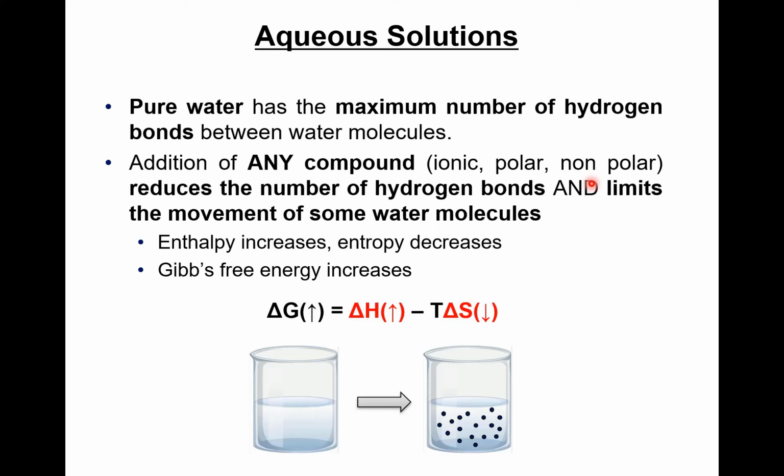I hope you see that no matter what you add to that water, whether it's polar, ionic, or non-polar, it doesn't really matter, you are adding something that will not have the same ability to form as many hydrogen bonds as you had before with pure water. Some compounds, like polar and ionic compounds, can replace some of these bonds, but they'll never give the maximum total number of hydrogen bonds.